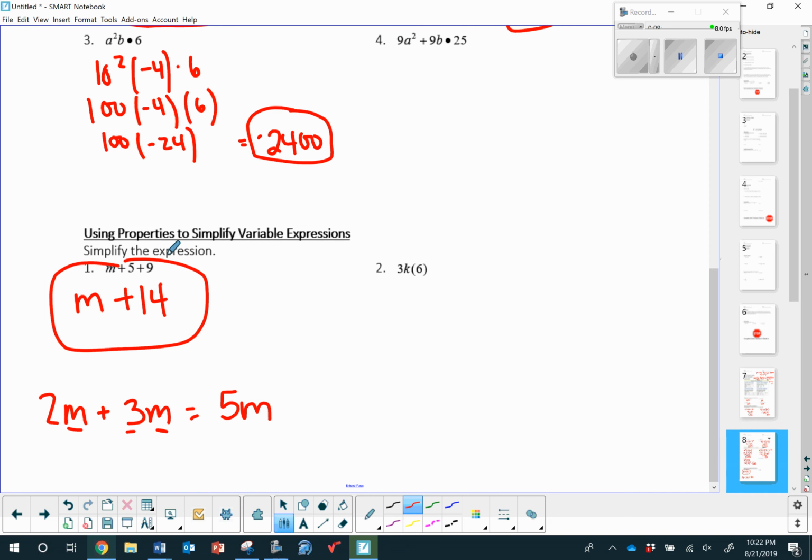All right, number 2. It says 3k times 6. When you multiply, even if they do not have the same variable, right? Only if one has a variable, you can multiply them. So we couldn't add them, but we can multiply them. So this is going to be 3 times 6 times k, which is 18k.